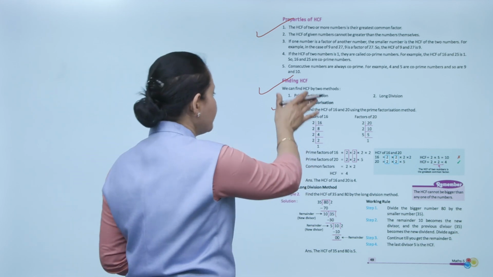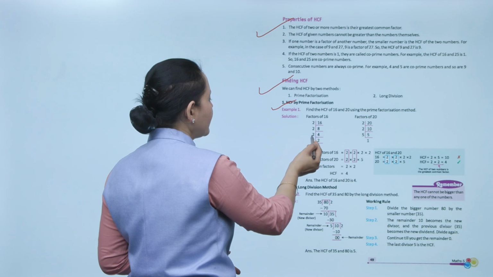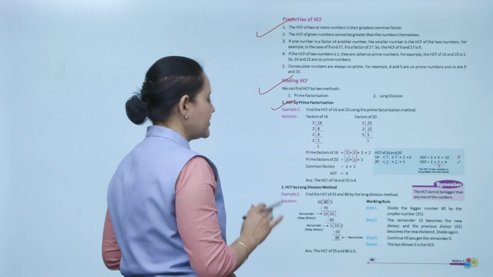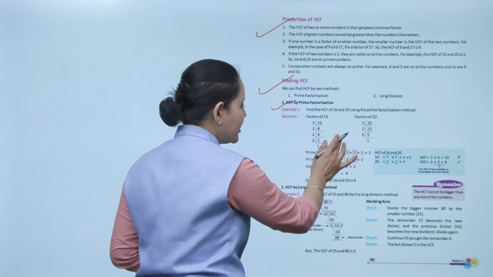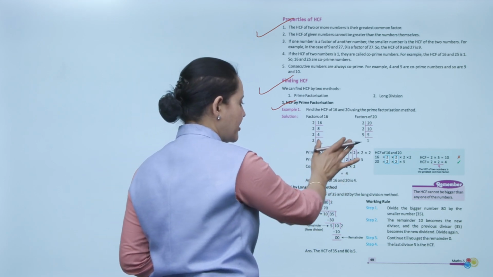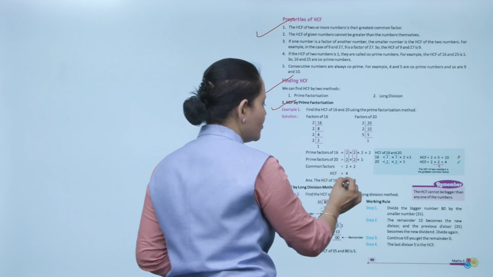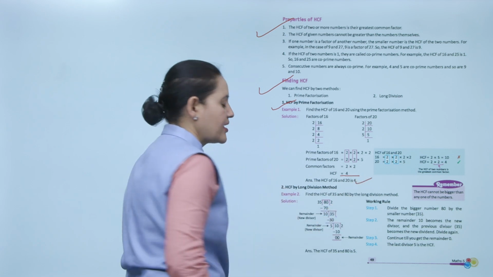So here we did the prime factorization of 16, that is equal to 2 multiplied by 2 multiplied by 2 multiplied by 2. 20 is 2 into 2 into 5. Now the common factor is 2. जो common factor है, we'll write that one time. Here 2 into 2, that is 4. So HCF of 16 and 20 is 4.